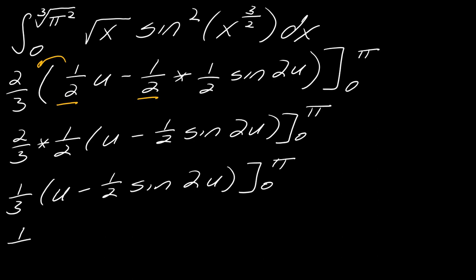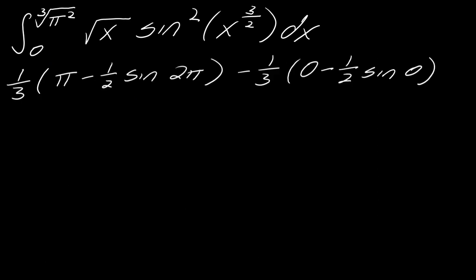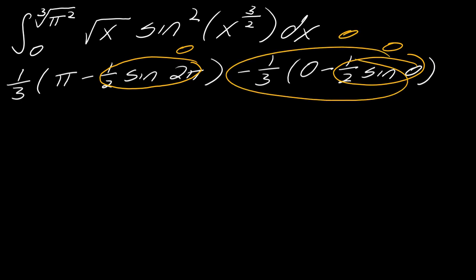Okay, so this is going to become 1/3 times pi minus 1/2 sine of 2 pi. So there's the first one. And then minus 1/3 times 0 minus 1/2 sine of 0. Okay, so now we're really in the home stretch here, so I'll make a little room. As I evaluate this, sine of 2 pi is just 0, and this is also 0.